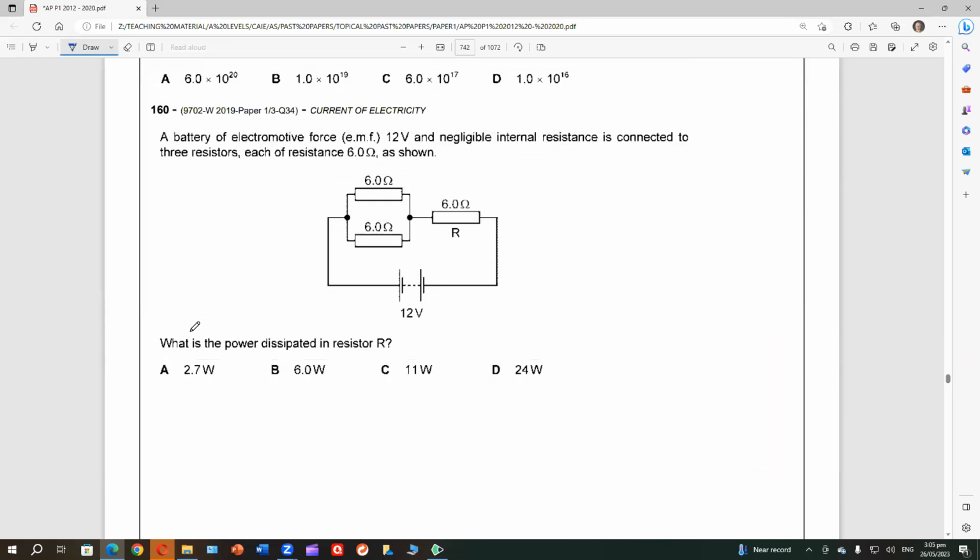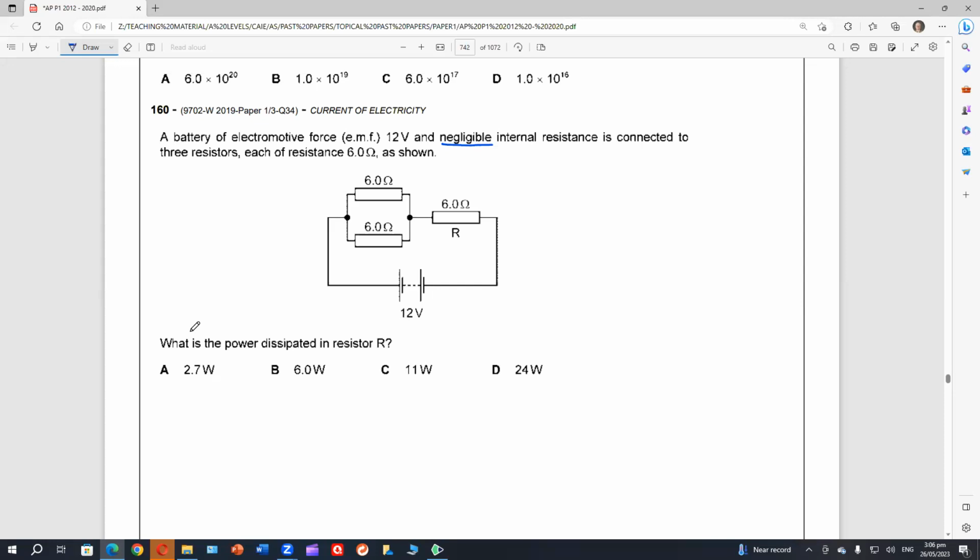A battery of EMF 12 volt and negligible internal resistance is connected to three resistors, each of resistance 6 ohm as shown. What is the power dissipated in resistor R? There is no internal resistance. 12 volt is the battery.